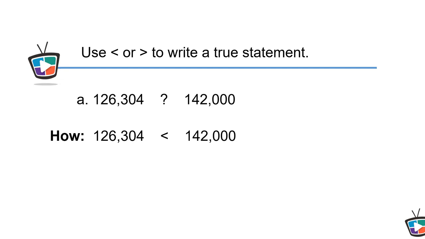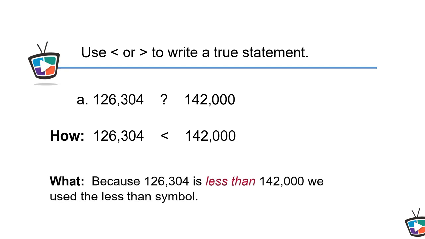So now we have 126,304 is less than 142,000. Again, our inequality symbol points to the smaller number. So because 126,304 is less than 142,000, we use the less than symbol.